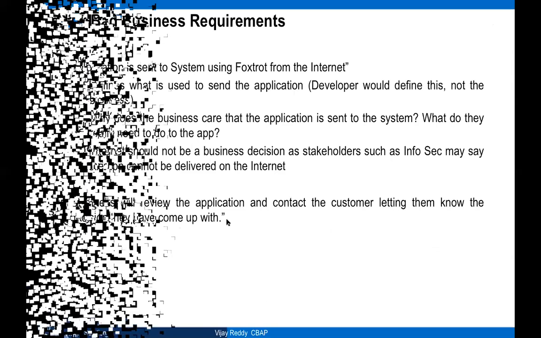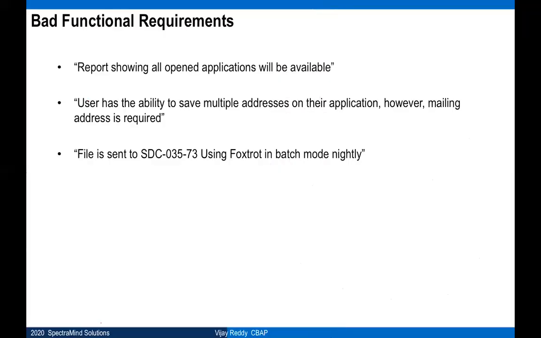One more: which one is a good or bad functional requirement? Report shows all opened applications are available. User has the ability to save multiple addresses on their application wherever a mailing address is required. File is sent to some server name using Foxtrot in batch mode nightly. Which one is a good or bad functional requirement? The first two are good requirements.